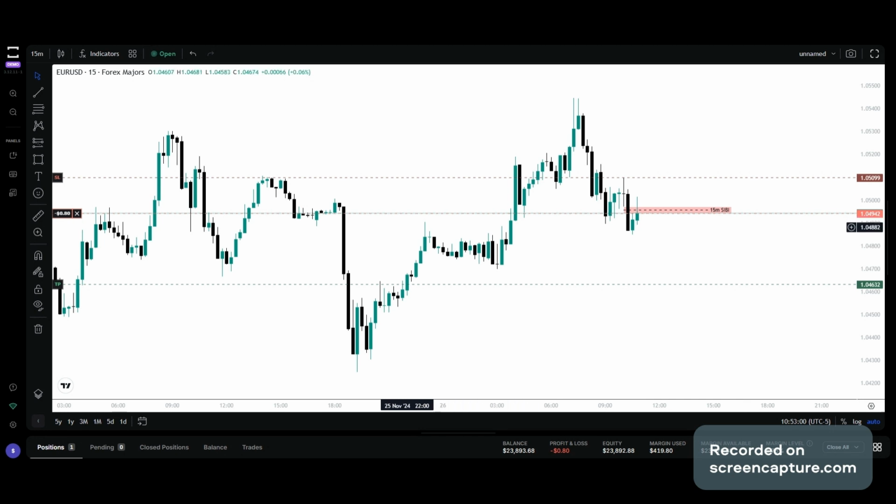And so I'm basically looking to target this liquidity down here below this low. Okay. So I have my stop loss above this high, and then I have my take profit below this sell side liquidity pool.